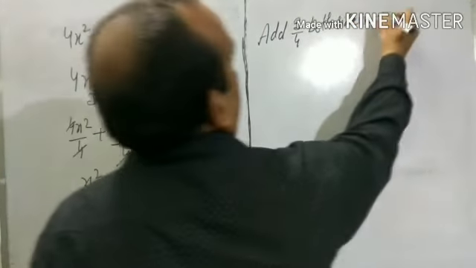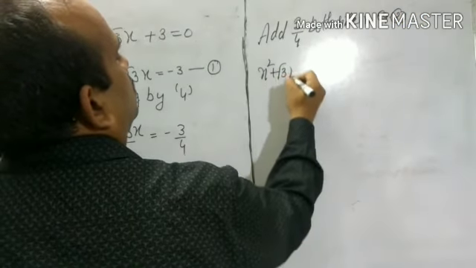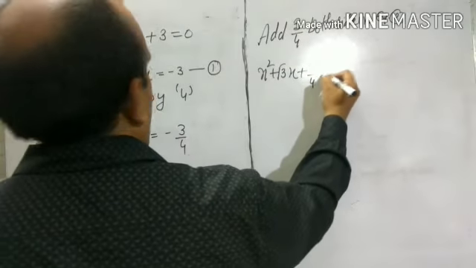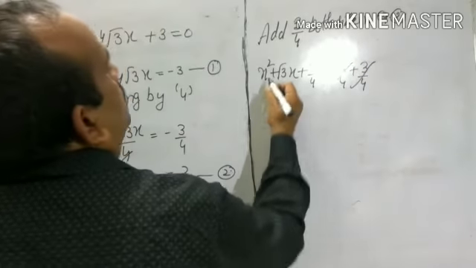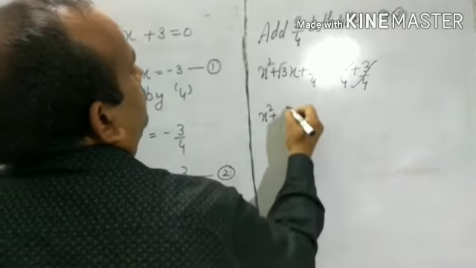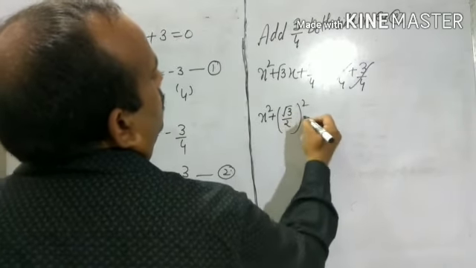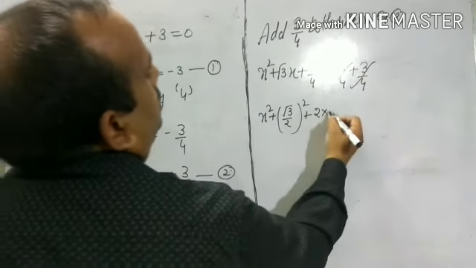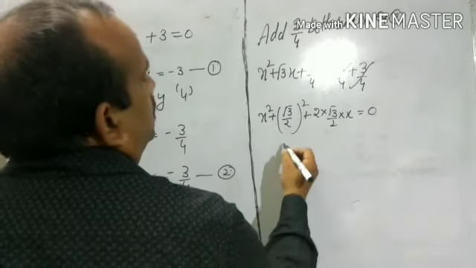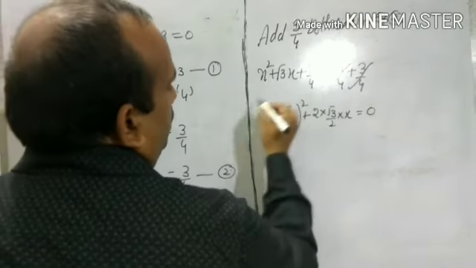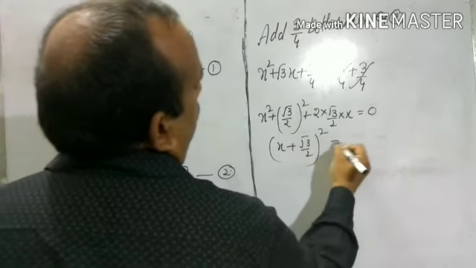In equation number 2, it will be x square plus root 3x plus 3 by 4 equal to minus 3 by 4 plus 3 by 4. They will cancel out. What about this side? This is x square, and this should be a square. This is the square of root 3 by 2, squared, plus 2 into root 3 by 2 into x. The right side is equal to 0. a square plus b square plus 2ab becomes a complete square. It is the square of x plus root 3 by 2, squared, equal to 0.